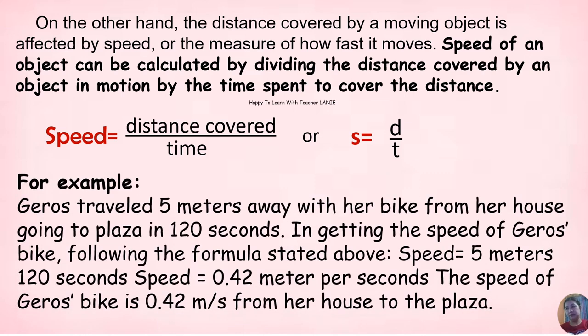For example, Garros traveled 5 meters with her bike from her house going to the plaza in 120 seconds. In getting the speed of Garros' bike, following the formula stated above, speed equals 5 meters over 120 seconds. Speed equals 0.42 meter per second. The speed of Garros' bike is 0.42 meter per second from her house to the plaza.